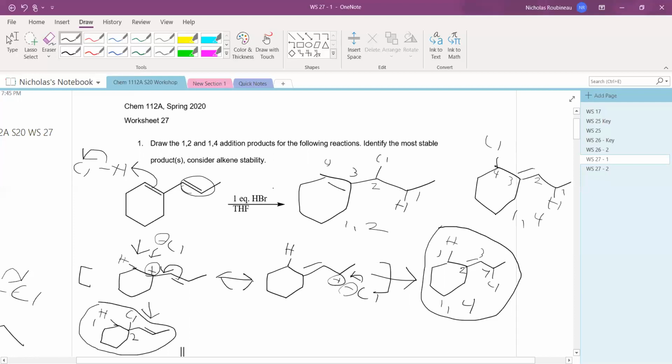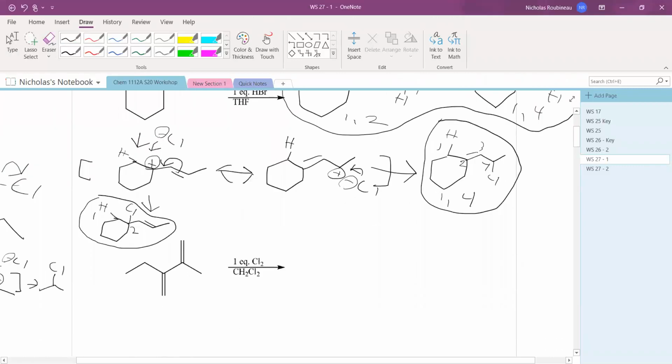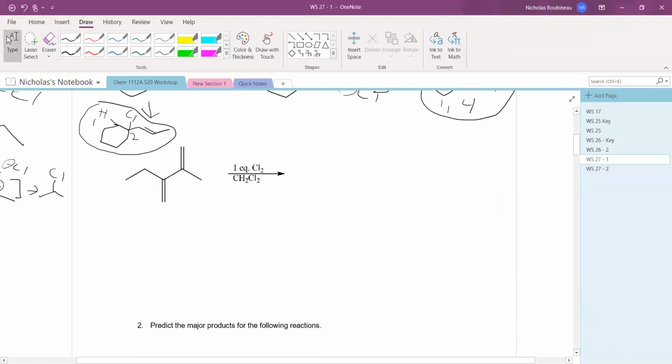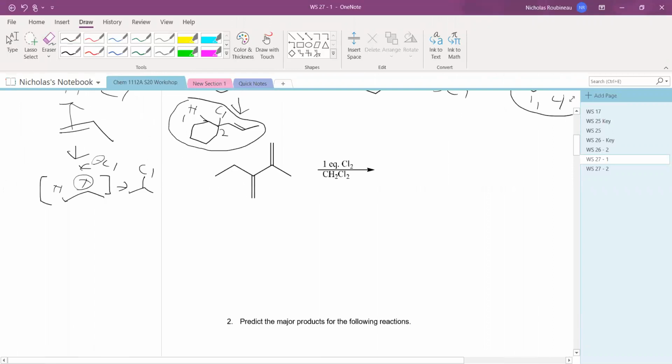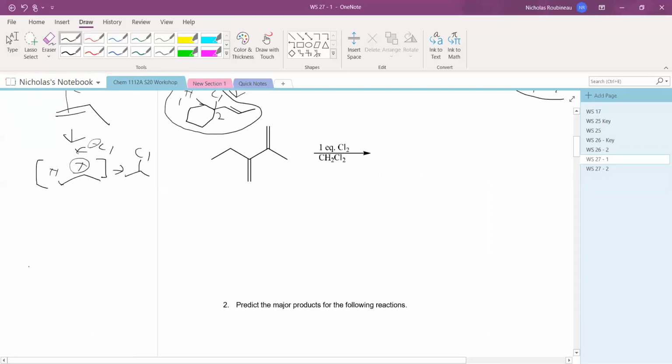So unless he explicitly says draw the 1,2 and 1,4 products from this specific double bond, I'd assume he wants everything, but it'll depend on the context of the question. So I'm just drawing everything basically as practice. And this kind of idea also works with adding X2, which is Cl2 or Br2. I guess to continue with this single double bond example.